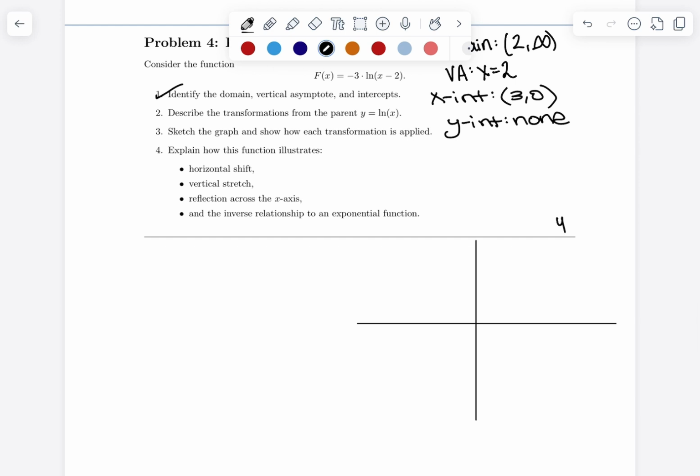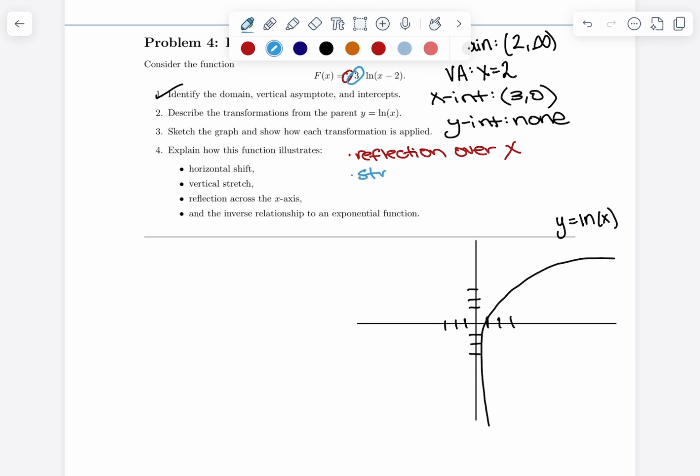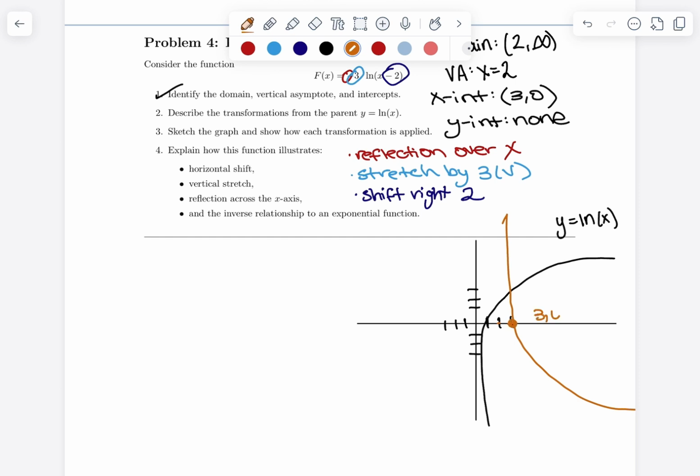So then I'm going to graph the parent function y equals ln x, and then that is transformed in a few ways. So the first one is going to be by that negative in the front, which signifies a reflection over the x-axis, and then the 3 is going to be a vertical stretch by a factor of 3, and then the negative 2 is going to be a shift right 2. So if you put that all together on the graph, that would look like this, with an intersection at 3, 0 for the x-intercept.